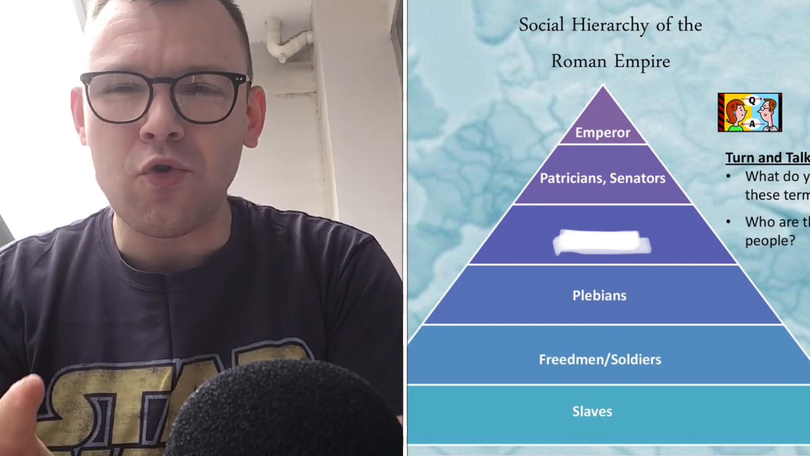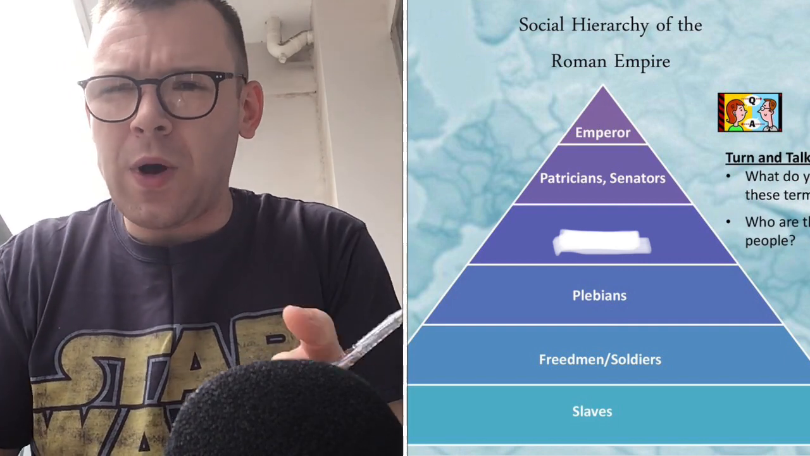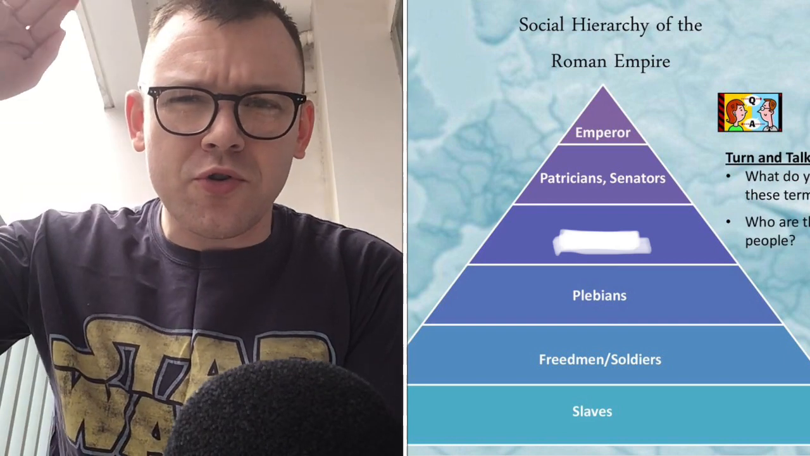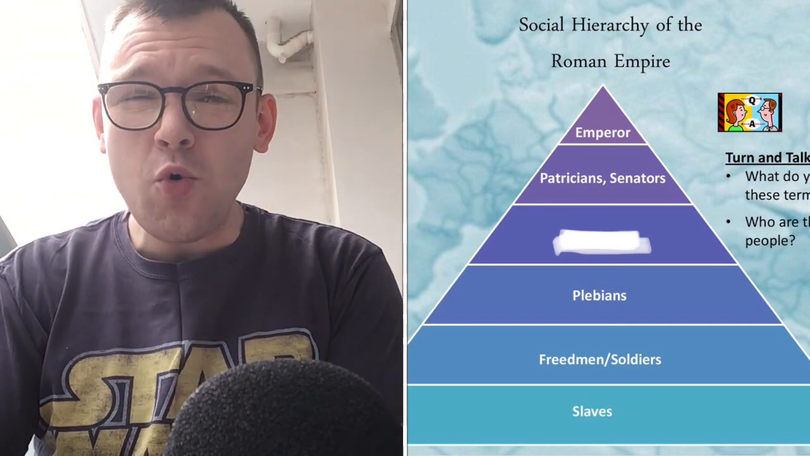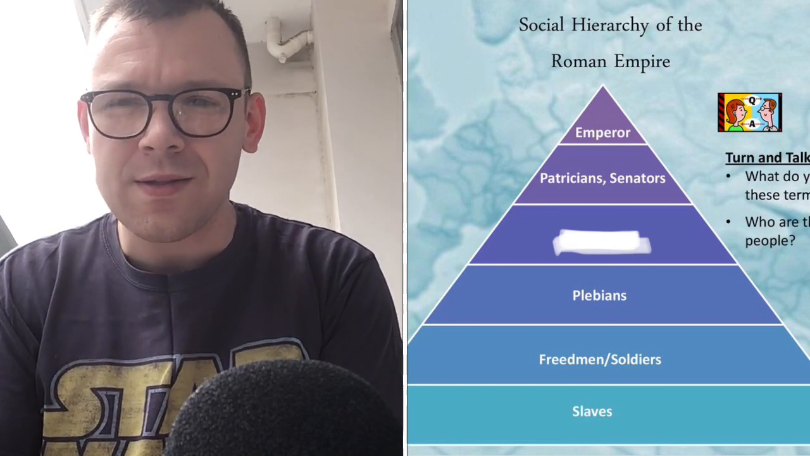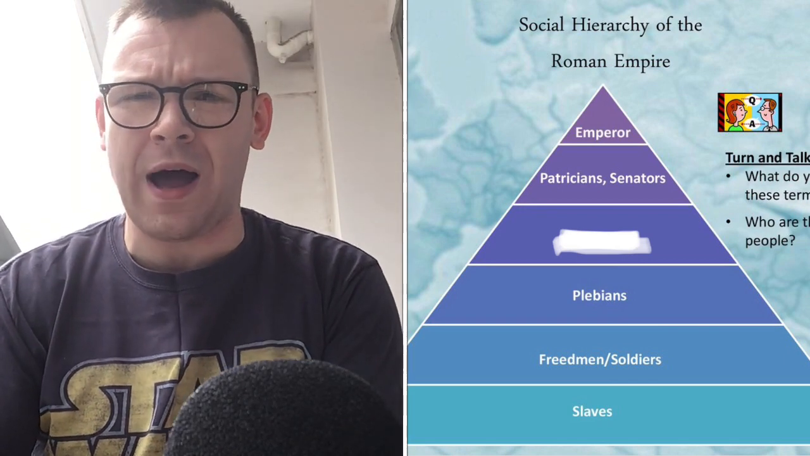Now, at least if you were a pleb, or if you were a patrician, you could vote. You had some kind of rights and you had some kind of power, even though the patricians had more. If you were a slave, you had nothing. You had no rights. You couldn't do anything. So you were right at the bottom of the hierarchy.